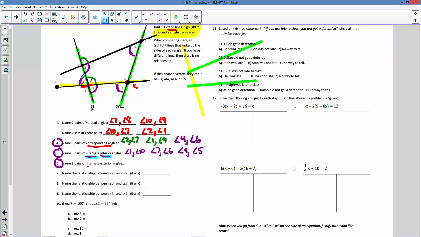So this angle 10 right here would be alternate exterior with this angle, but we don't have a number there, so there's no way to name it. Another one would be 8 and this angle. Those are alternate exterior angles, but there's no numbers here, so we can't really name that. So the only alternate exterior angles we can name here are 8 and 2.